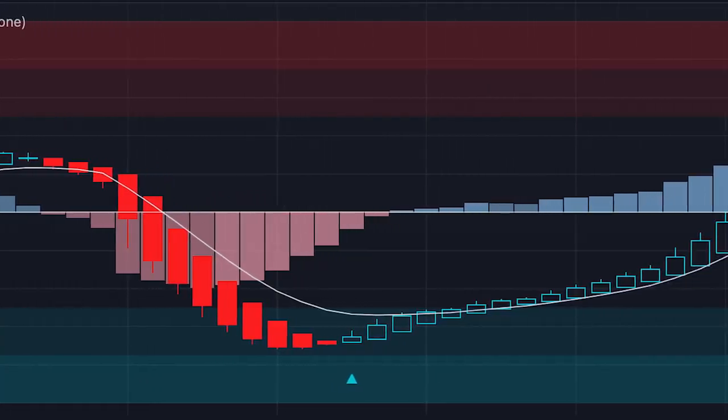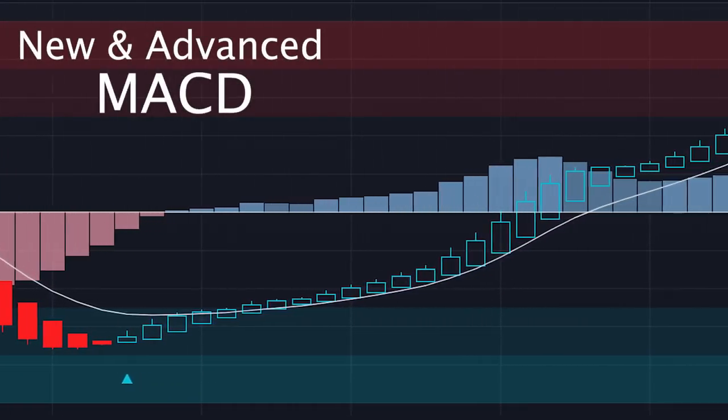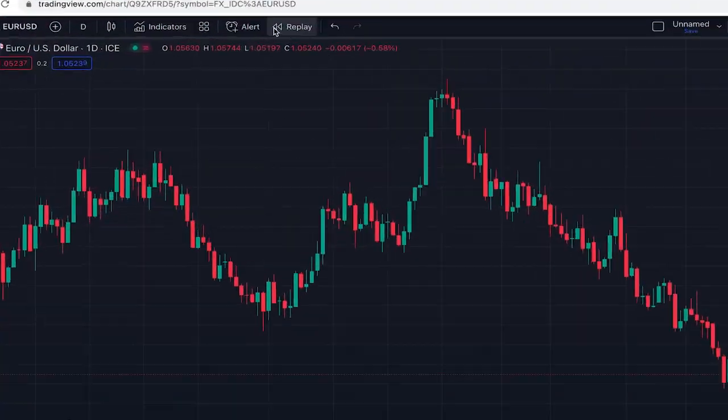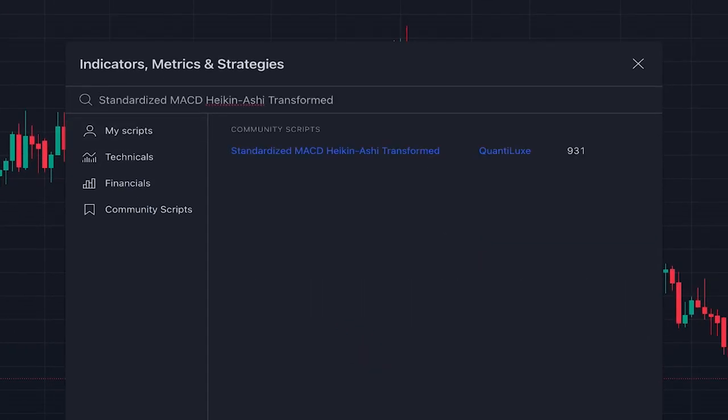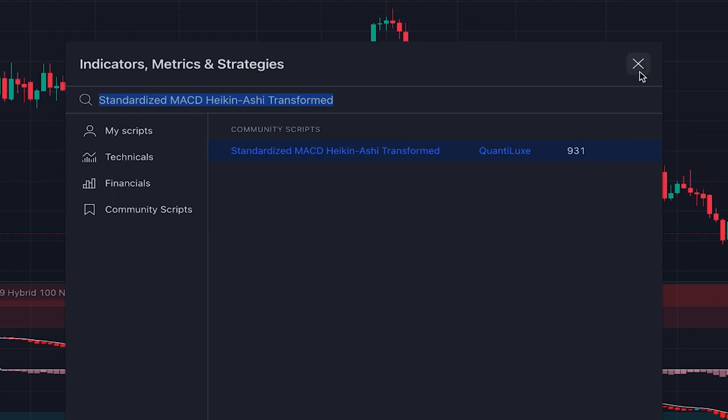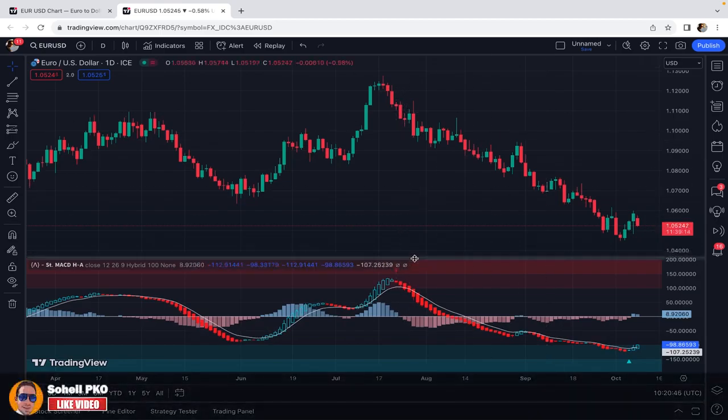In today's video, I want to introduce a new and advanced version of MACD that performs better than the original one. To add this amazing MACD to our chart, here we click on indicators and we search standardized MACD Heikin-Ashi transformed. This one, which is written by someone named Quantilux. Alright, this is the indicator, and as you can see, it's added here below the chart.